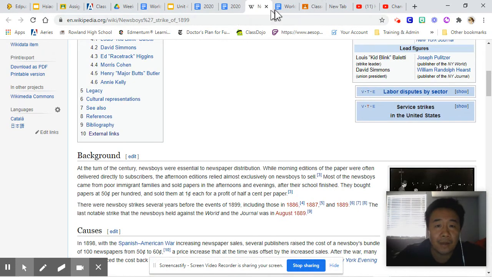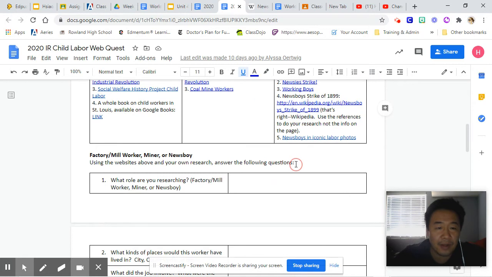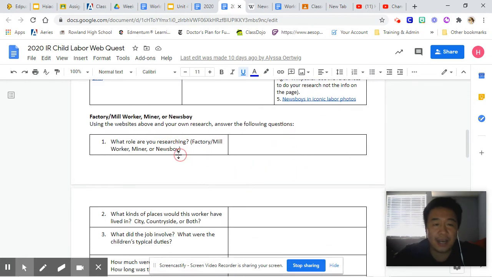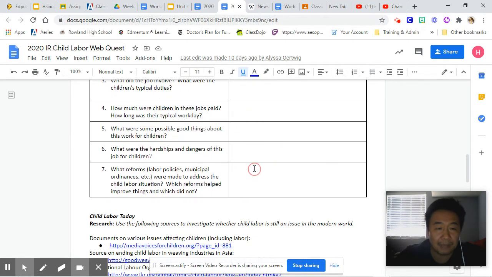All right. So by looking at the websites, you're going to be very well prepared to answer the questions. As you go along, make sure you do each part. Here you're just going to be writing which one of these three types of laborers you actually looked up. Did you look up the factory mill worker? Did you look at the miner or the newsboy? Look that one up, then write the information here, and you're going to answer all of these questions about what happened to them.